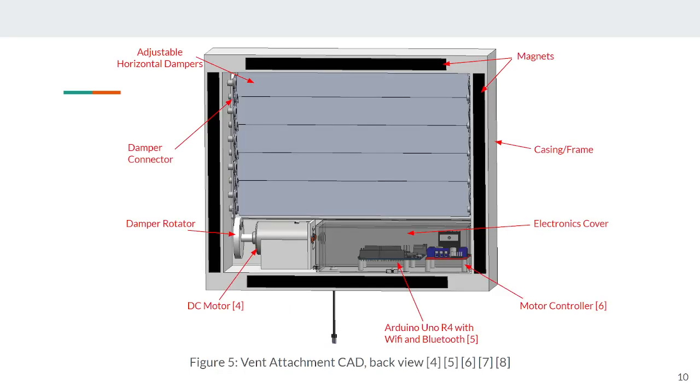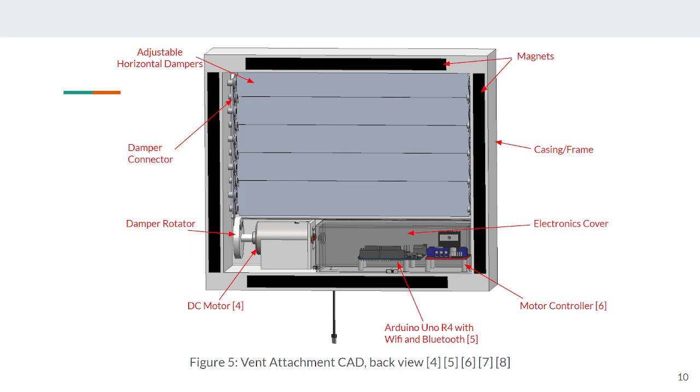This is the back view of the attachment and gives a good idea of everything that's happening. Firstly, you can see these 4 magnets that allow the attachment to seamlessly attach onto an existing vent. These horizontal dampers are connected into a 4-bar linkage-like system that is driven by a rotary motor, which opens and closes these dampers. The electronics consist of an Arduino with Wi-Fi and Bluetooth capabilities, and also a motor controller.